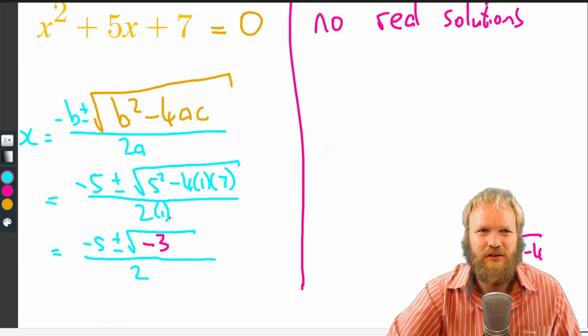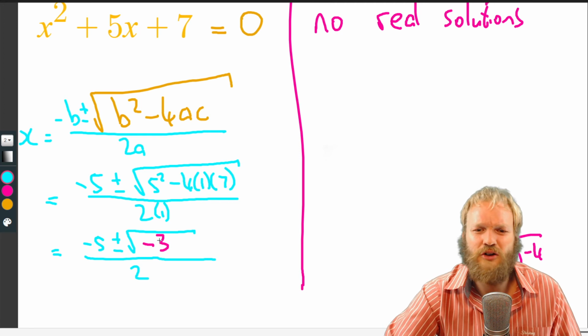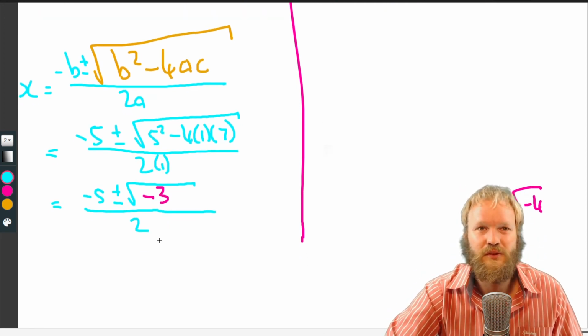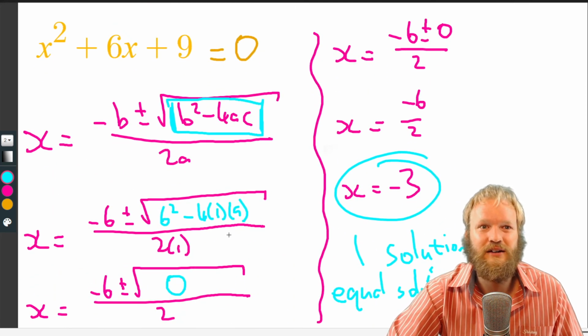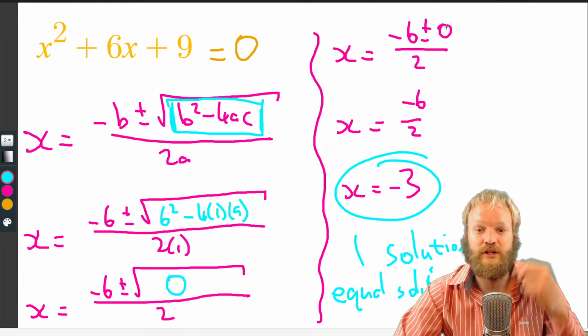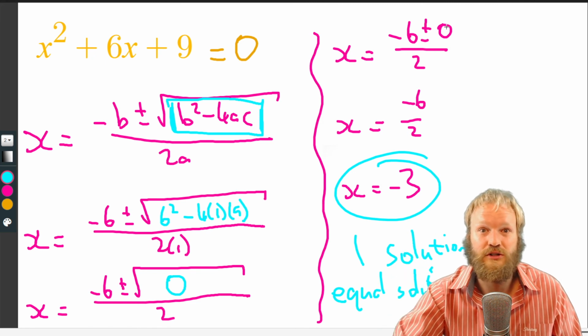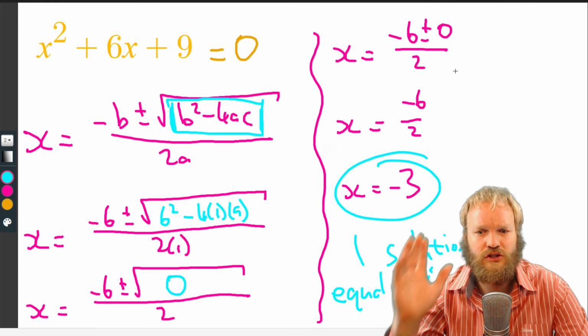Option 3, this part's negative. So b squared minus 4ac is negative, which means that there are no real solutions, because in the real number system we can't take the square root of a negative number. And finally, if it's 0, then the square root of 0 is going to give us 0, like up there. And therefore we're just going to have one solution, or what's sometimes called two equal solutions. So we've got that down.